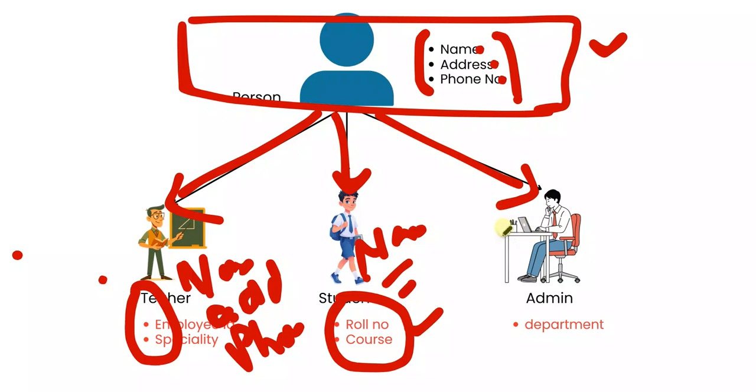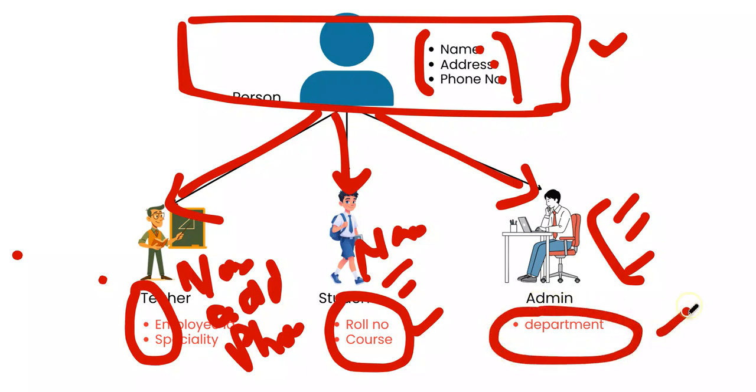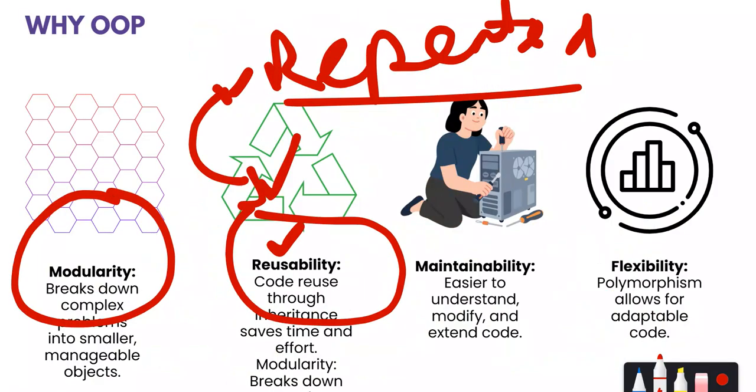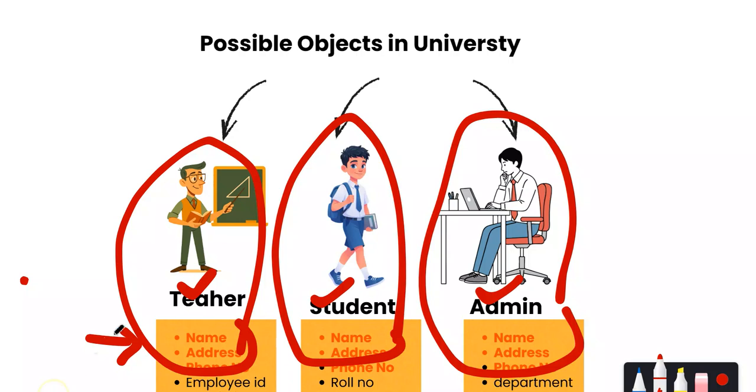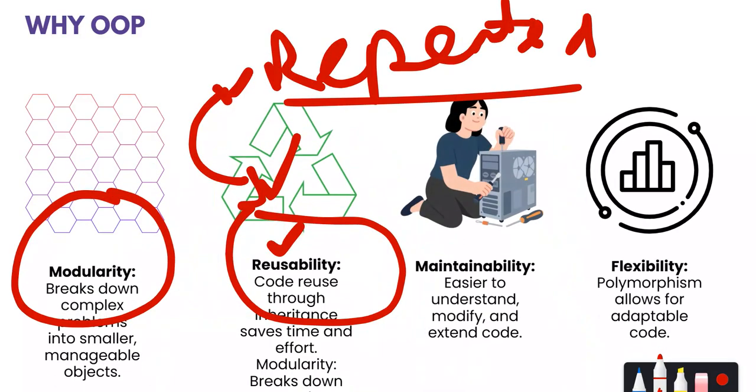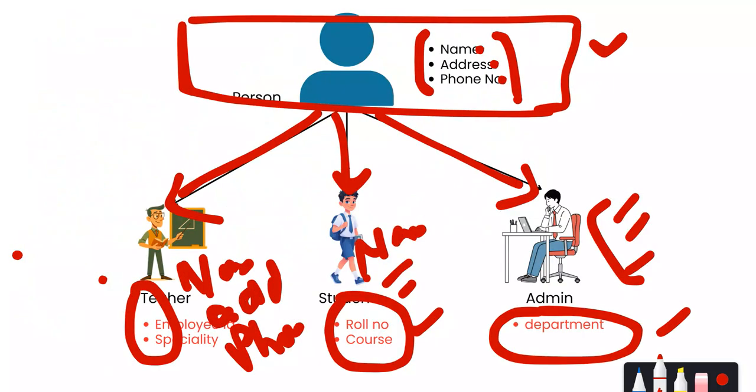In the same way, for the admin, it will also get the name, the address, and the phone number, but along with that, we have some other data members which make that unique. So in that way, you can see that we get this problem solved, where the data members were repeatedly used for teachers, students, and admin, and object-oriented programming doesn't allow using anything repeatedly.